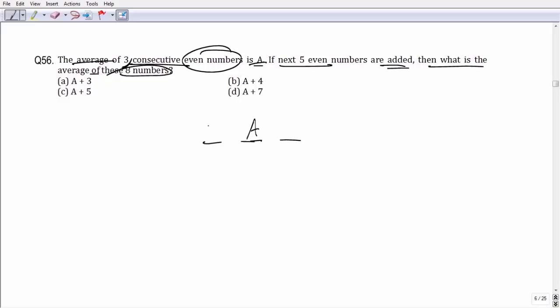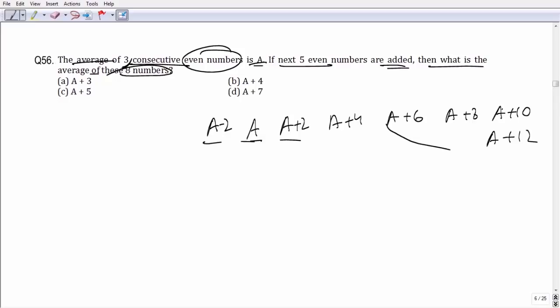With which we can say that the first would be A minus 2, and the second one would be A plus 2, then A plus 4, and the third number would be A plus 6, the fourth number would be A plus 8, and the fifth number would be A plus 10, and the sixth would be A plus 12. Now, as we can see, the mid value of these 8 numbers would be A plus 5. So that leaves option number C as your answer.